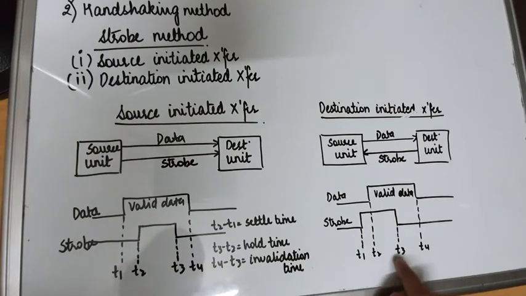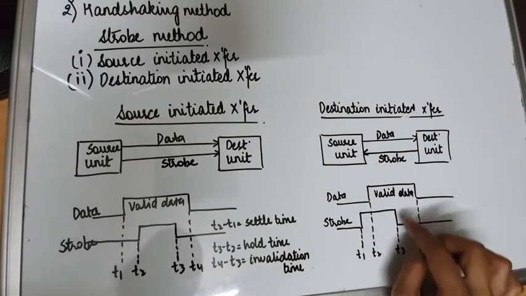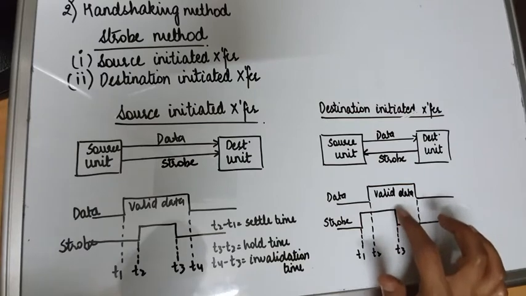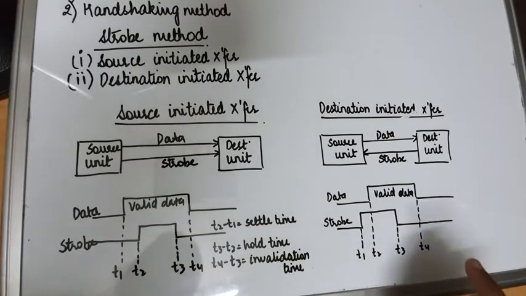Till time t3, t3 minus t2 is the hold time, the acceptance time. This is the time during which the data will be read from the data bus by the destination unit. So at time t3, when the destination unit has read the data, it will disable the strobe signal. The destination unit disables the strobe signal because it generated the strobe signal. At time t4, t4 minus t3 is the invalidation time, and the data on the data bus will be invalidated.